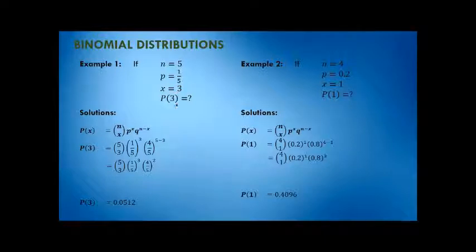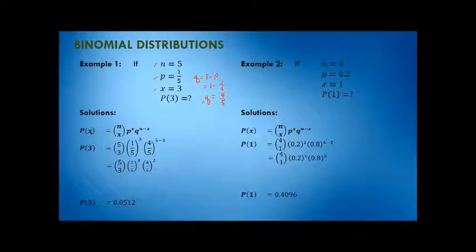Okay? So, kailangan natin ng q, which is the probability of failure. So, makukuha natin siya rito. q is equal to 1 minus p. So, we have 1 minus 1/5. The answer is 4/5. So, ito yung letter q natin. So, meron na tayong p, meron na tayong q, meron din tayong x, and meron na tayong n. So, yan yung 4 na parameters na kailangan natin sa formula.